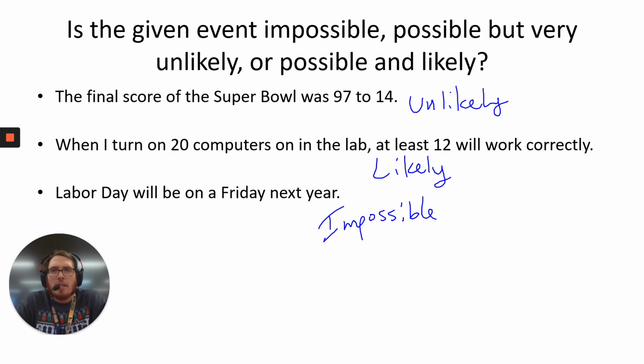All right, just a few things dealing with likely, unlikely, possible. Final score of the Super Bowl is 97-14. Now, that's not impossible if you know anything about the Super Bowl, but it's highly unlikely that that would be the case. Next question, when I turn on 20 computers, at least 12 will turn on. That's very likely. And then Labor Day will be on a Friday next year. Well, that's impossible because Labor Day is going to be on a Monday. That's what the holiday is designed at, is to be on a Monday, unless there's a federal change.